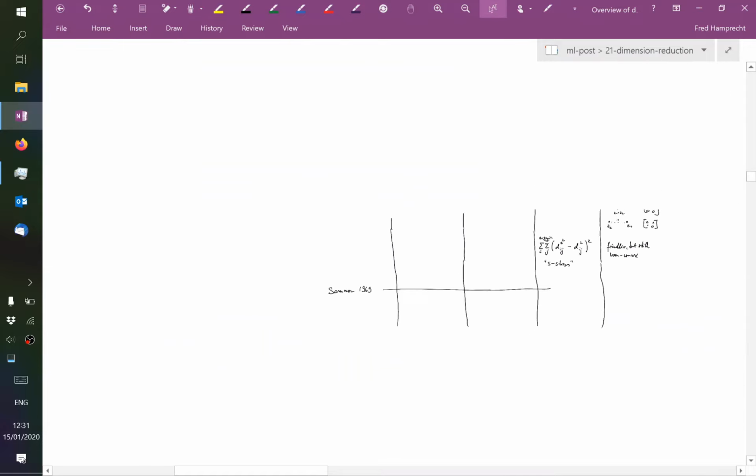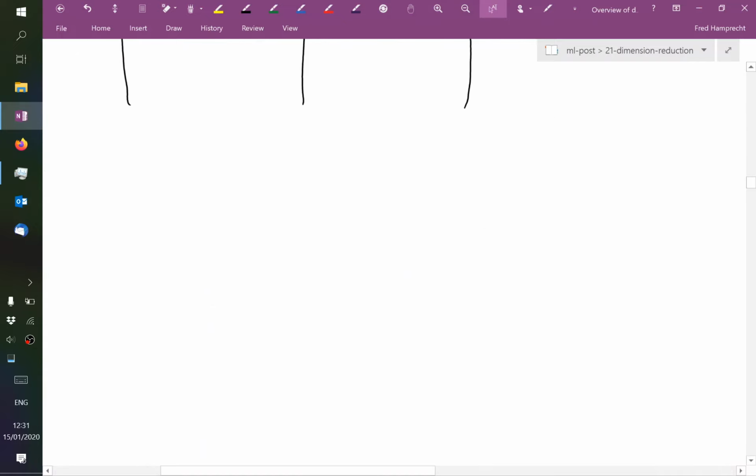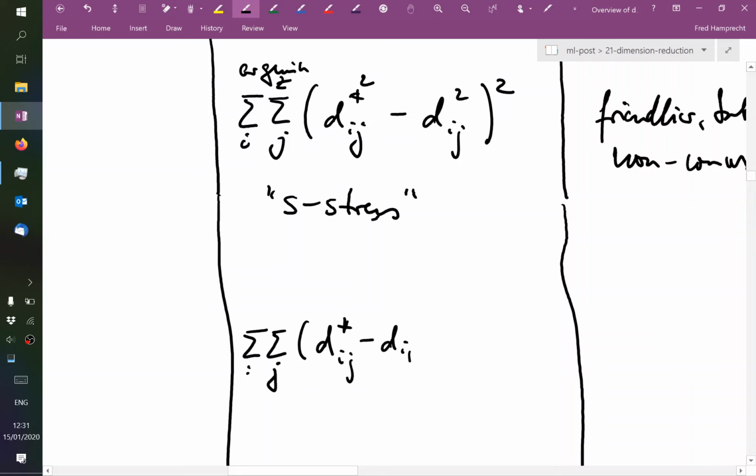So do you see where we are on the table? There, okay? I'm just zooming in so I can write. So in the Sammon line, we are going to use pretty much the same thing, but now weighting by the distances. And Sammon used the distances in the original, in the high dimensional space.